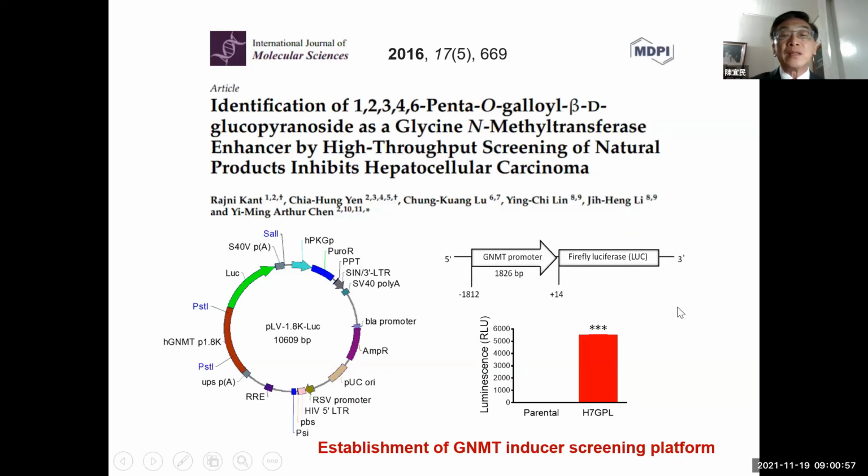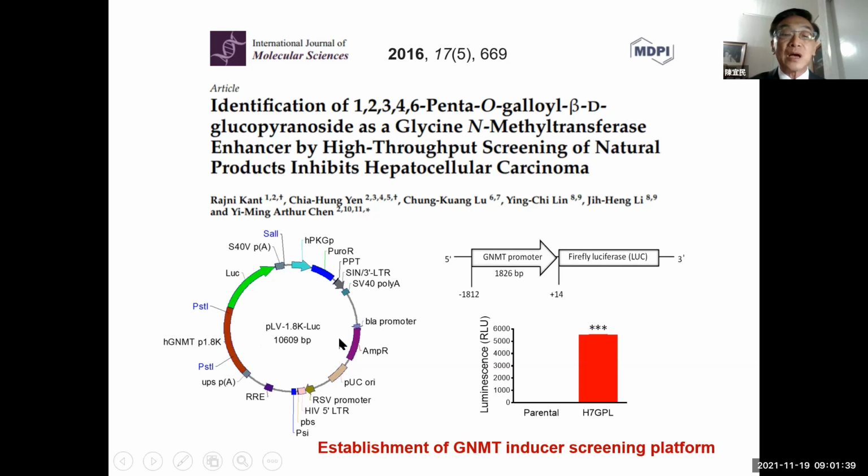So because of this, we decided to establish a drug screening platform to screen either plant extracts or small molecule compounds. And this is the vector that we constructed. Because we have thoroughly studied the promoter function of GMT, we decided to clone the upstream 1.8 kb sequence from the GMT promoter region and link it to the firefly luciferase.